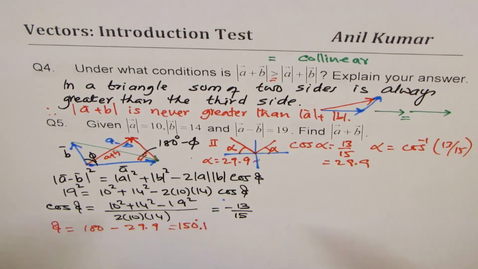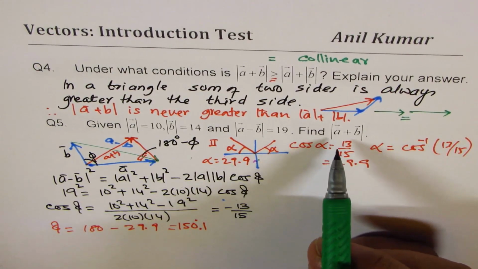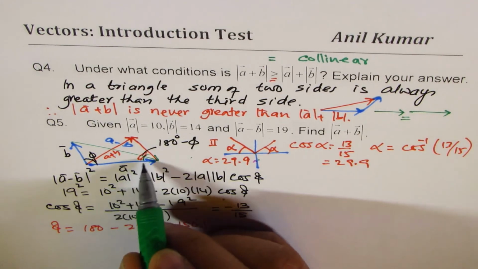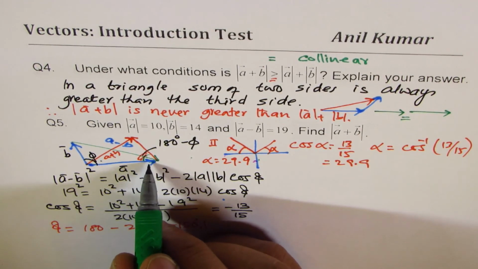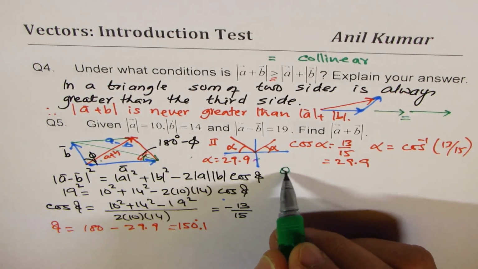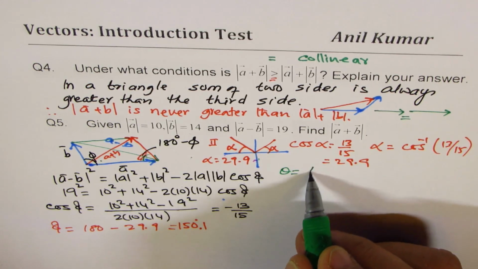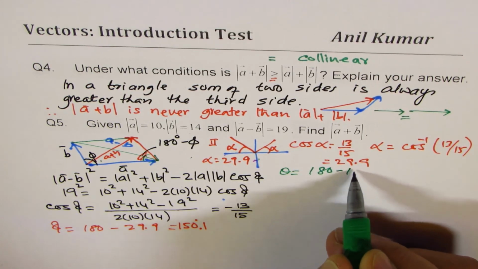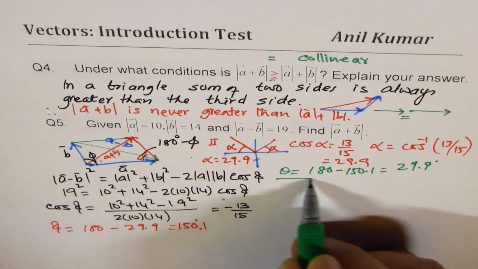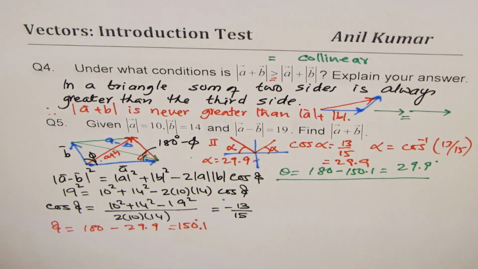Anyway, now the idea here is that when you do a plus b, in that case the angle theta, now what is this angle? The sum of these two angles has to be, if you form this parallelogram, 180 degrees, right? So the angle theta will be equal to 180 minus 150.1, which is 29.9. Do you see that? So we can use this angle to find some magnitude.